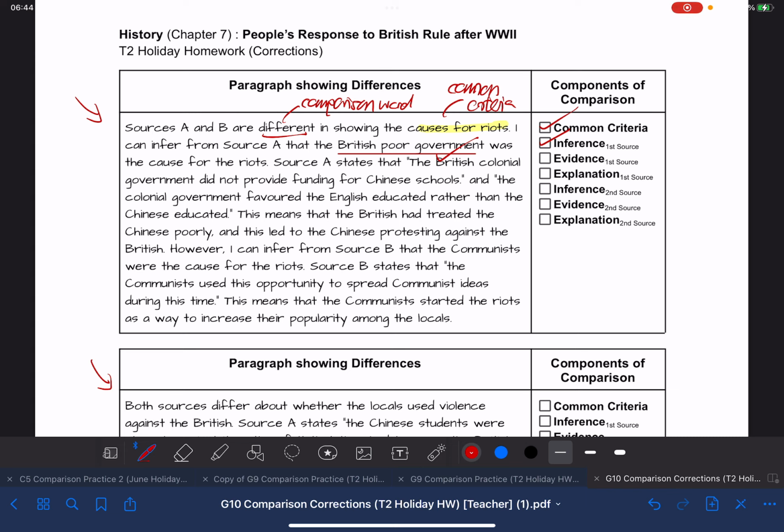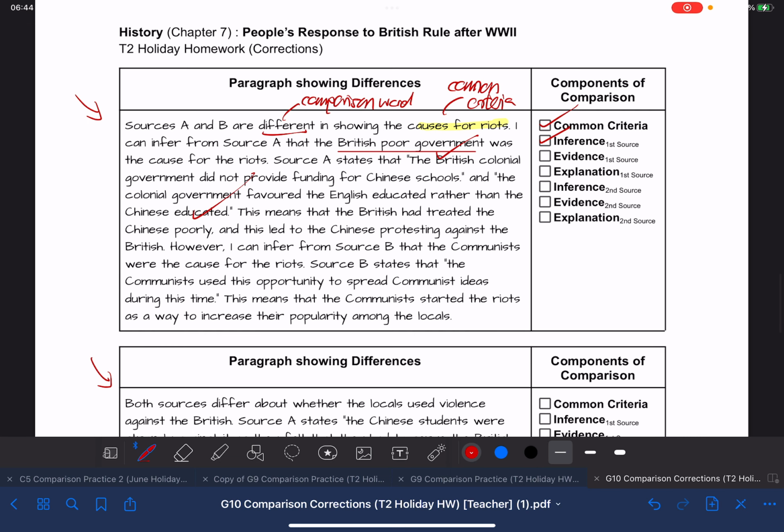Source A says that the British colonial government did not provide funding for the Chinese schools, and the colonial government favoured the English educated rather than the Chinese educated. So these were examples of how the British did not care for the Chinese. This is a good piece of evidence that you're selecting. This means that the British had treated the Chinese poorly, and this led to the Chinese protesting against the British. So this is a good explanation. Why is it a good explanation? Because you picked evidence that shows me British poor government, and you show me how it's linked to the cause of the riots. So good.